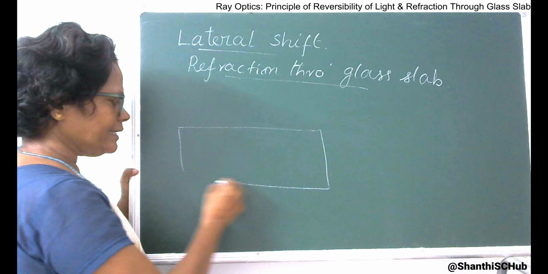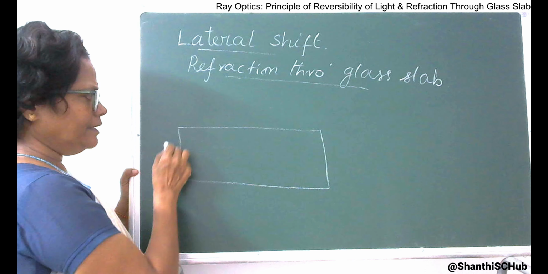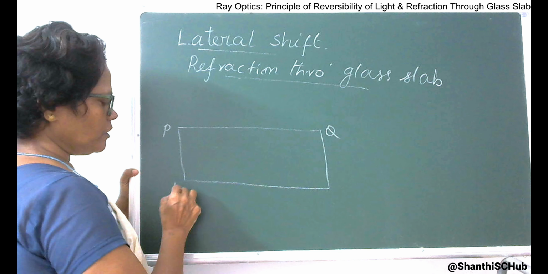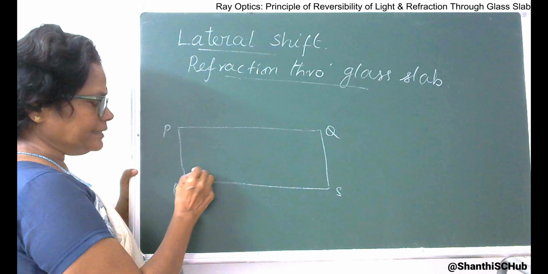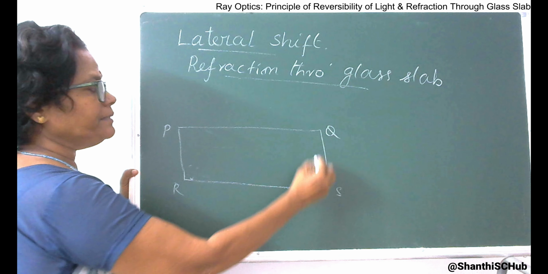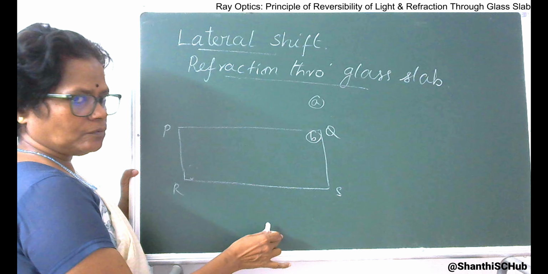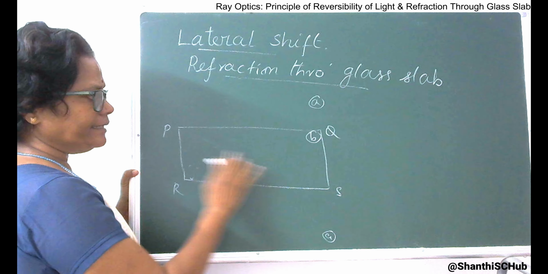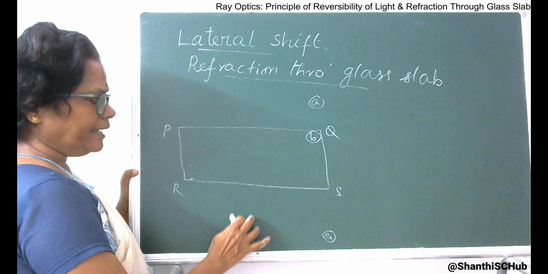Make a neat ray diagram. The glass slab is fully glass material, and we can name it PQRS. Air media is here, and this is glass media. Glass you can take as B media. Air media is here also and here also, it is also A media. PQ separates air from glass, RS also separates air from glass.